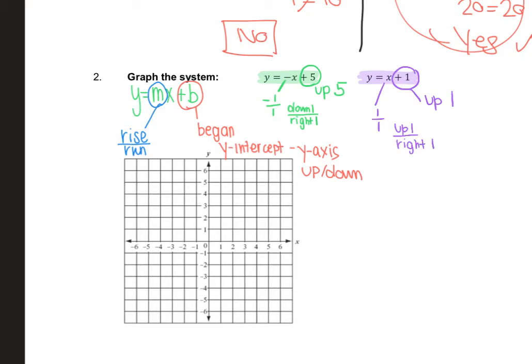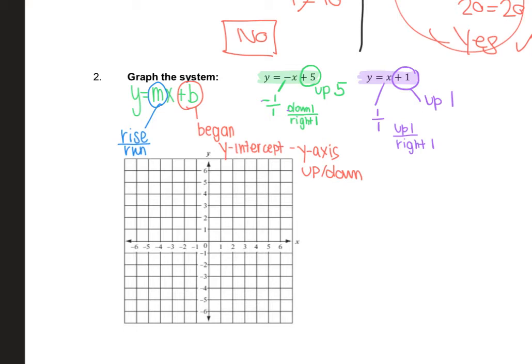Now, if you're saying, how did I get this? My default is up and to the right, because that's positive and positive. So that's why right here I went down, because that was a negative.